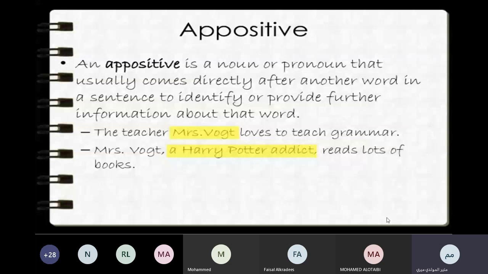Or you can add an appositive, another word that gives me extra information about the subject or the noun that you have already mentioned. You say, my brother Nawaf is at home. So, is it clear? Did you understand what an appositive is now? Yes. An appositive is a noun or a pronoun that usually comes directly after another word in the sentence, in order to identify or provide extra information about that word.